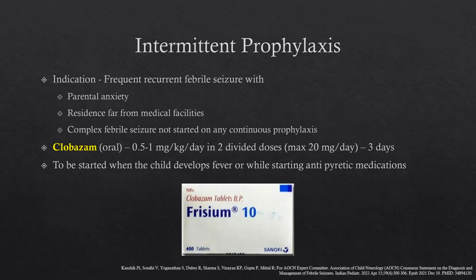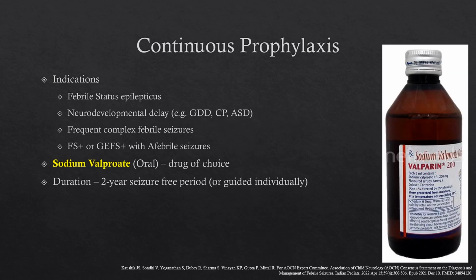So now coming to the indication of intermittent prophylaxis. Is any intermittent prophylaxis indicated in this case? The indication is frequent recurrent febrile seizures, and this is the first episode. So actually there is no indication of giving intermittent prophylaxis in this case. Is there any continuous prophylaxis indication in this case? Did the child have febrile status epilepticus? No. Does the child have any neurodevelopmental delay? No. Has the child had any frequent complex febrile seizures? No. Is the child a case of FS plus or GEFS plus or afebrile seizures? No. That means there is no indication of continuous prophylaxis in this case.